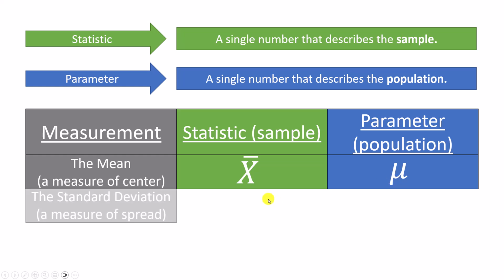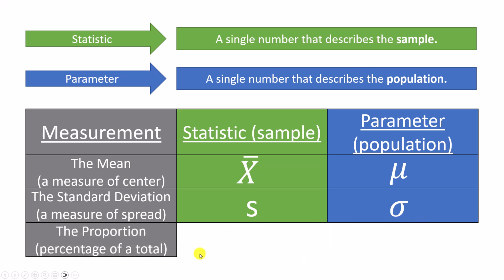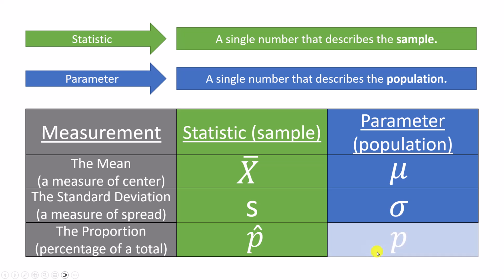On the other hand, if you have the standard deviation, which is a measure of how spread out the values are in your distribution, then we would use the lowercase letter s. And if you have the population standard deviation, then we would use the Greek letter sigma. We also have the proportion, which is sometimes thought of as a proportion out of a total or maybe a percentage out of a total. And we would use p hat if it's based on a sample, and just plain old p if it is based on a population. So hopefully you have the difference between these symbols down by now.